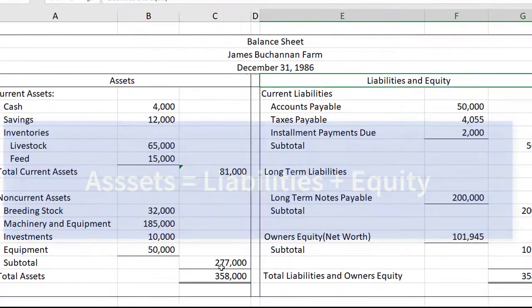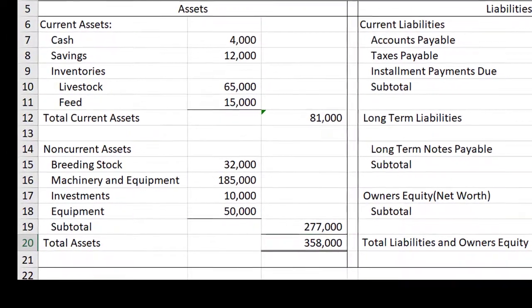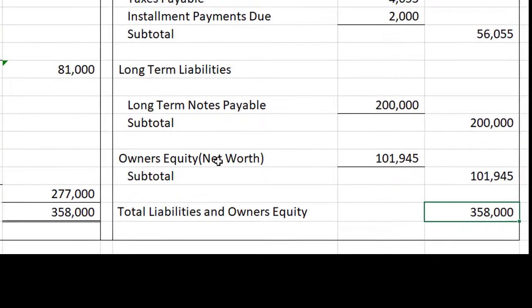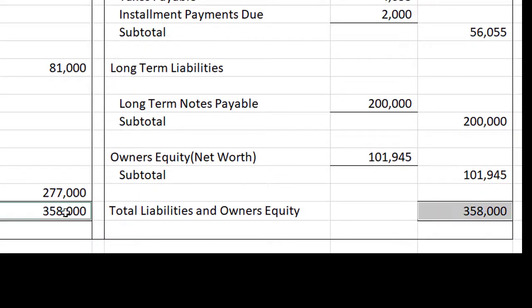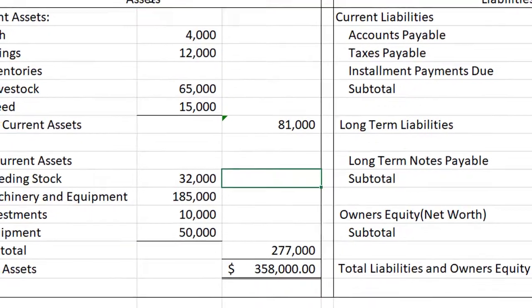We'll jump right down to the bottom real quick, and I want to show you that the assets are equal to the liabilities plus equity. They both total out to $358,000. And oh yeah, those should be formatted as dollars. That is the proper way to format these. All right, let's pop over to the assets section real quick.